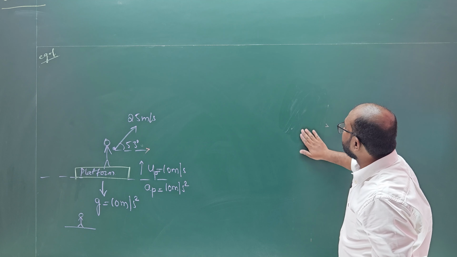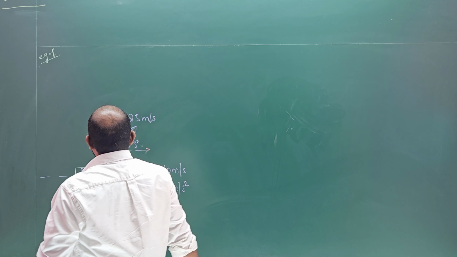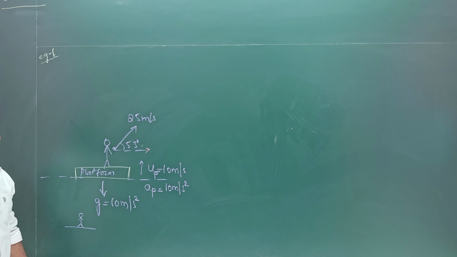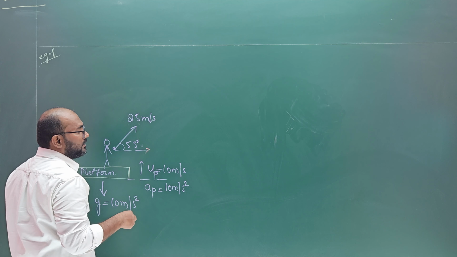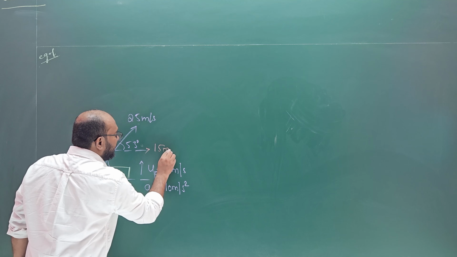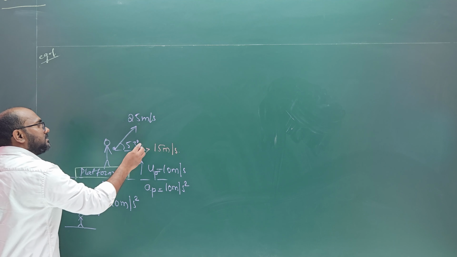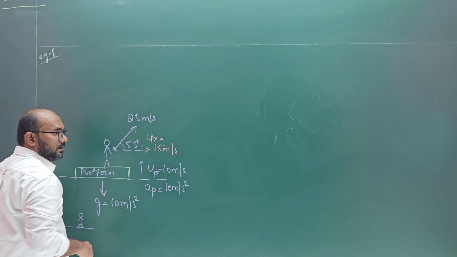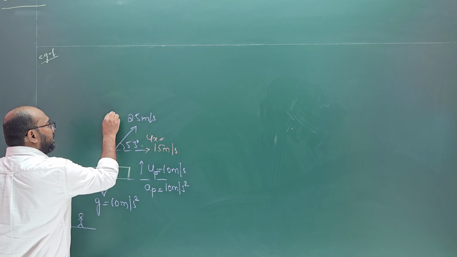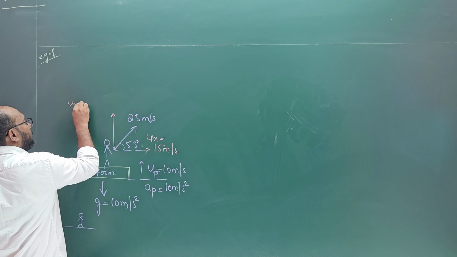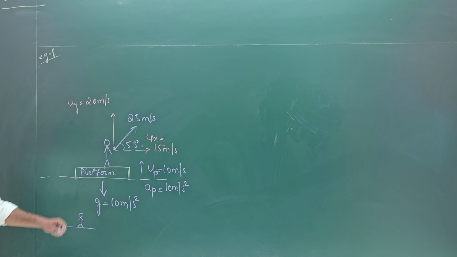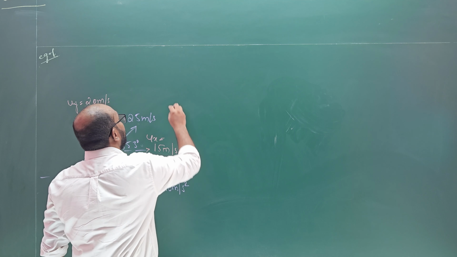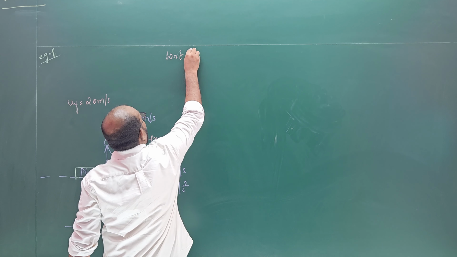Now come back to our point. So cos 53 is nothing but 3 by 5, yes or no? So 25 into 3 by 5 becomes 15 meters per second along the x-axis. So this is nothing but your ux. Similarly, in this direction, uy will become 20 meters per second, since sin 53 is nothing but 4 by 5. Now with respect to the platform, let us deal first with what is happening with respect to the platform.